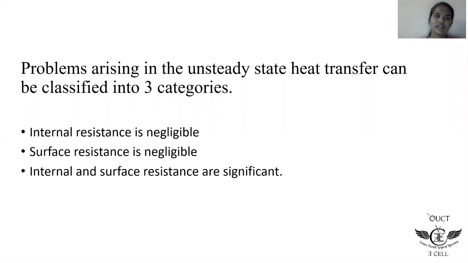In unsteady state heat transfer there are many problems arising. So it is classified into three categories: internal resistance is negligible, surface resistance is negligible, and internal and surface resistance are both significant.